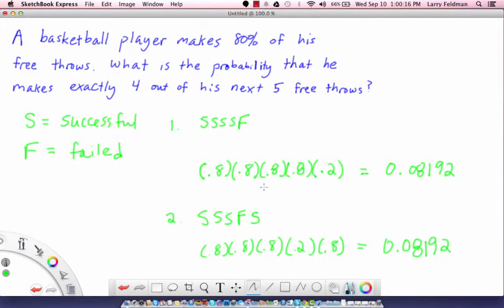Now, the third possibility is that he makes the first 2, misses the third, and then makes the last 2. And you'll see that again, the probability is the same. So what this problem boils down to is figuring out how many different ways we can arrange 4 S's and 1 F, and then multiplying the number of possibilities for arranging those letters times 0.08192.